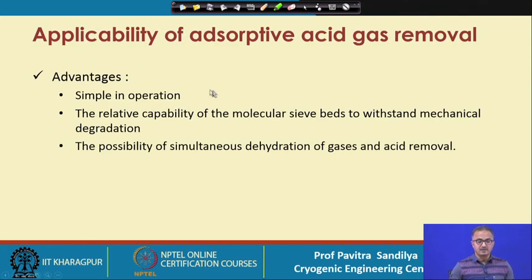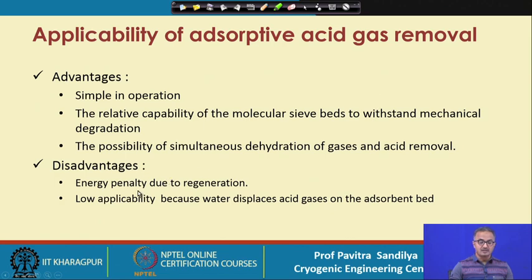And these are the advantages of the membrane separation: that they are simple and the molecular sieve beds can withstand mechanical degradation. That means they may not get attrition, so they will not form powder and they can withstand high pressure, and there is the possibility of simultaneous dehydration of gases and the acid removal. That means we can remove water and carbon dioxide and H2S simultaneously.